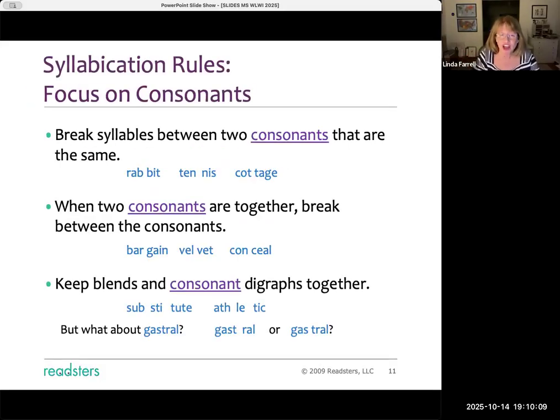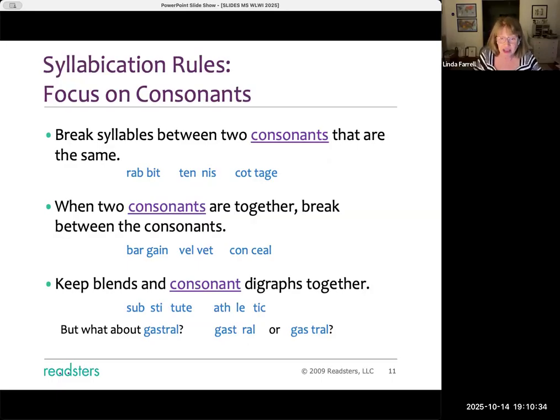So what we find is that when we go into classrooms, and even when I was an English teacher, I taught these things: that you break two syllables between the consonants. We teach that when two consonants are together, you break between the consonants. We teach that when two consonants are the same, you break between them. And we also teach that you keep blends together and you keep digraphs together.